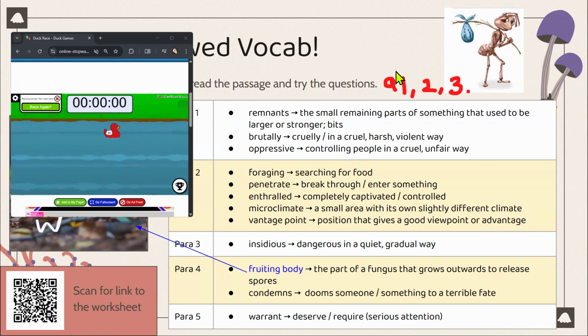More importantly, everybody more or less done with questions 1, 2, and 3? Should be pretty okay, right? Passage was a bit tricky. Okay, so that's what we're going to be running through right now, lah.